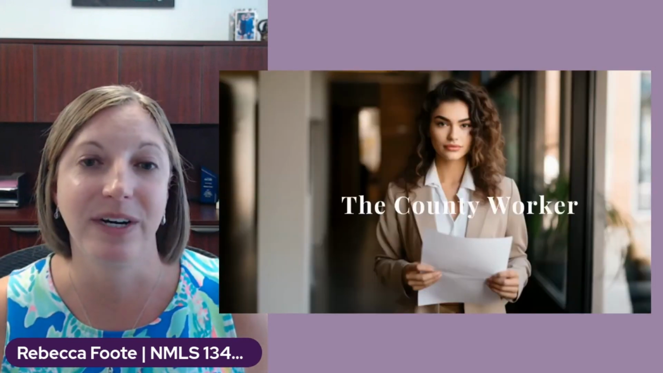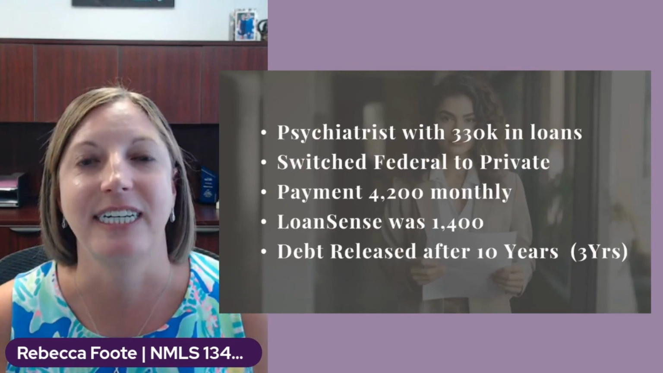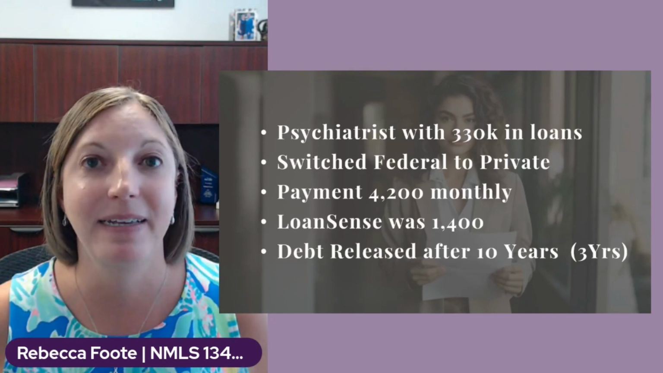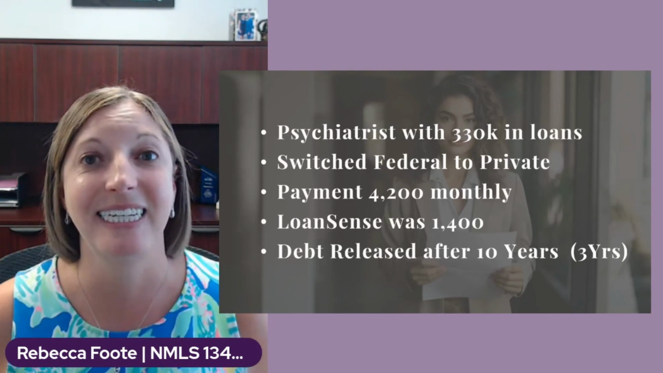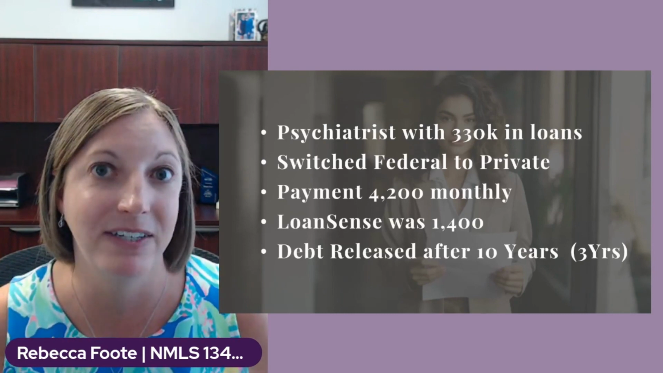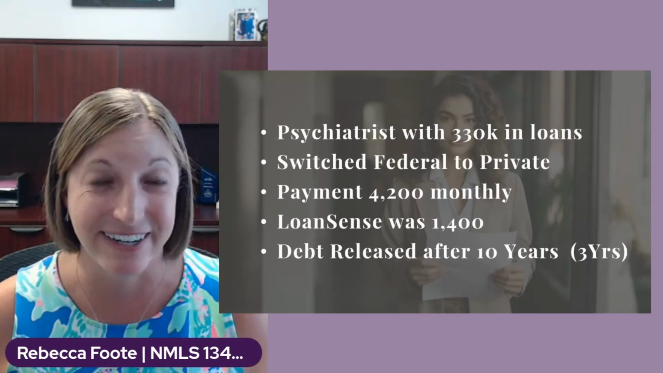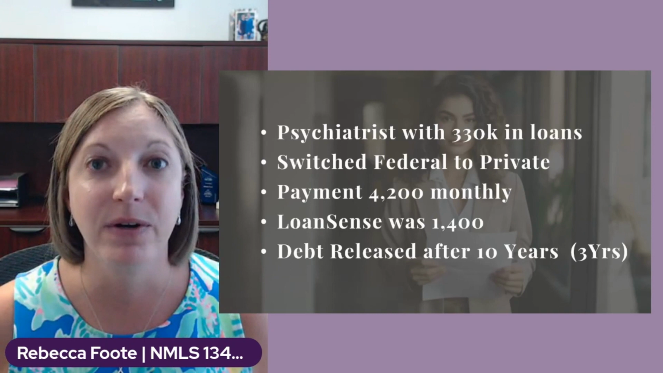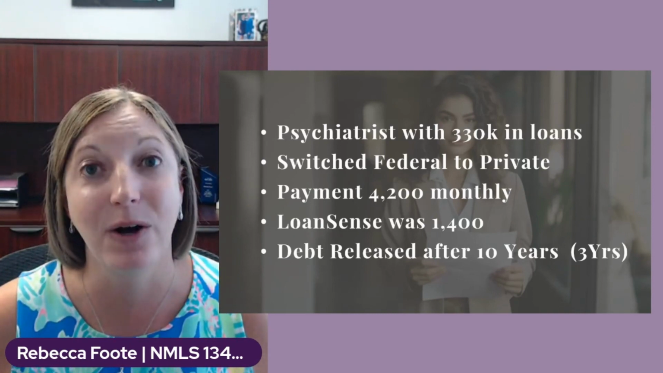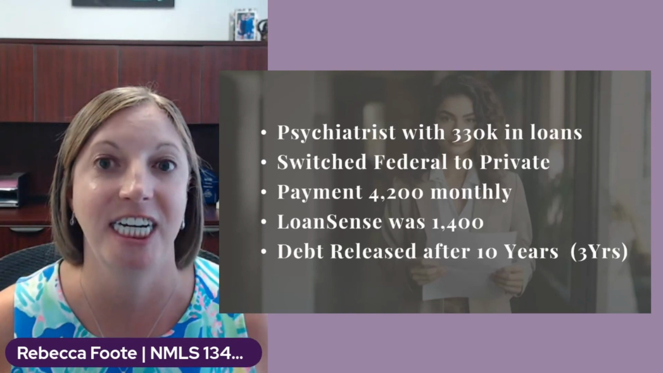Now, I want to tell you a quick story. This is about a county worker who is a psychiatrist. She had $330,000 in student loans. She made the mistake of just recently refinancing her federal student loans into a private student loan. Her payment on that private student loan is now $4,200 a month. $4,200. Had she gone through LoanSense or just called her servicer on the federal program, she could have actually lowered her payment to $1,400 a month. That is a life-changing difference.